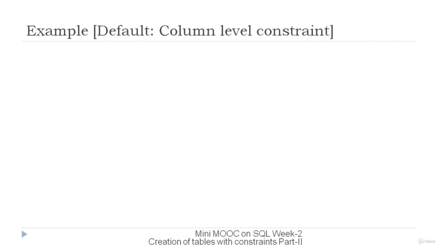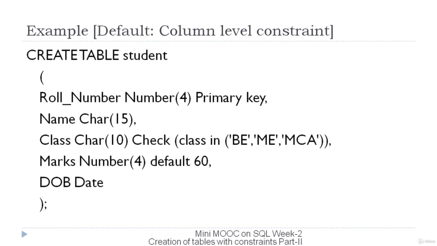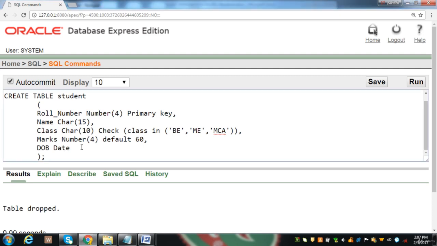Let us apply default value to marks column of a student table. Here we have assigned a default value 60 to marks column of student table. Let us implement this concept. This create statement can be used to assign default 60 value to marks field of employee table. Let us execute this statement. Table has been created. To insert a default value in this column, we have to use column specific insert statement.